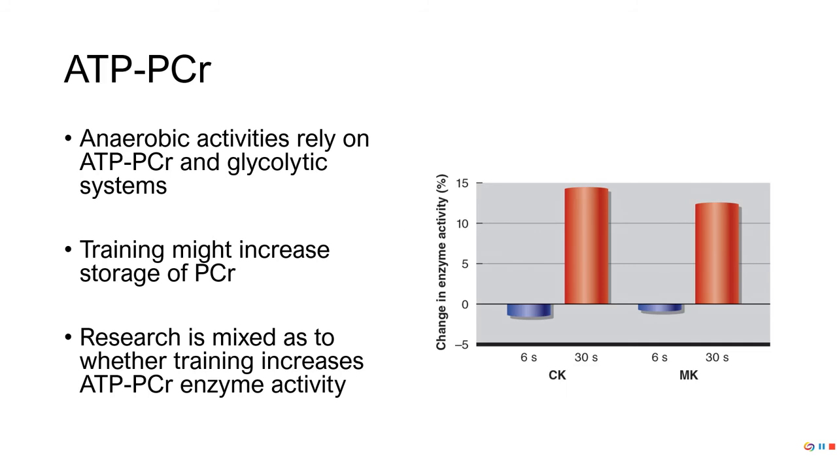So there is some evidence, and this figure is right out of your book, but there's some evidence to suggest that with anaerobic or resistance training, we might have storage, or we might increase the storage of phosphocreatine. Now, this is important because if we've got increased phosphocreatine, then we're going to be able to take advantage of that ATP-PCR system by allowing us to create more ATP during those short, high-intensity bouts of exercise.